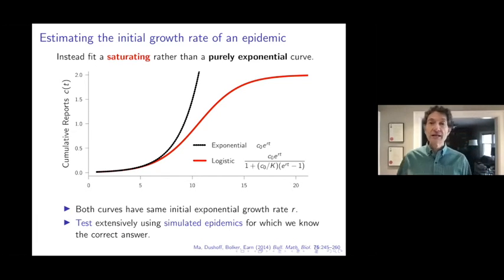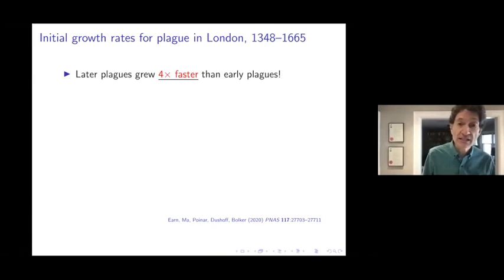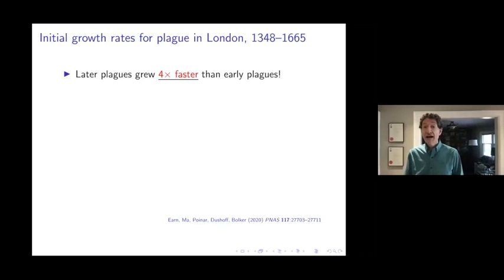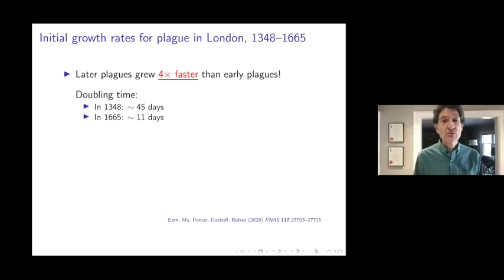Again, that's another talk to go into the details of that. The upshot, which I think is very interesting, is that the later plagues in the 17th century had a growth rate that was about 4 times faster than in the 14th century. Okay, that's a big difference that was not expected.